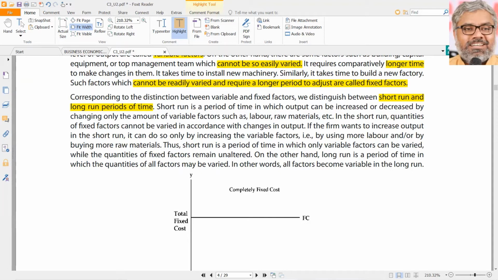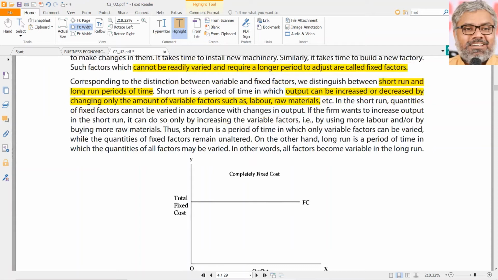And we already observed this. What is a short run? In this case, it is the time in which the output can be increased or decreased by changing the amount of variable factors. We can change the output, increase or decrease, according to increase or decrease in variable factors like labor, raw materials, etc. And in the short run, fixed factors cannot be varied.